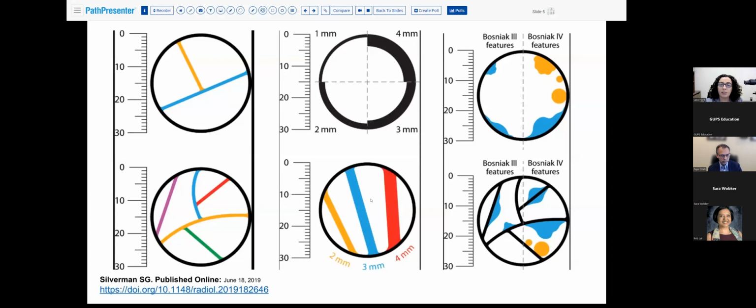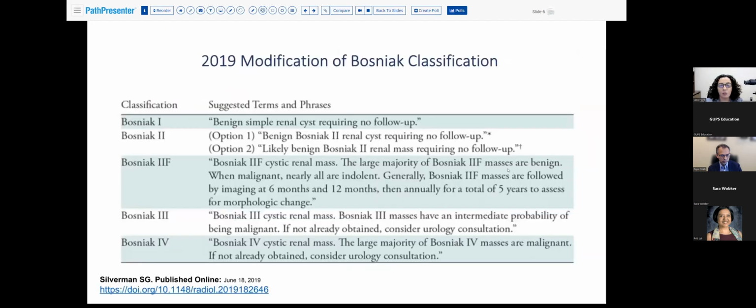So what exactly is the Bosniak classification? It's a radiologic classification for cystic lesions in the kidney. And you can perform it on both MRI and CT scan. It takes into account the number of septa that the cystic lesion has, the thickness of these septa, as well as the presence of nodules and the characteristics of the nodules within the cystic lesion. So the Bosniak classification goes from Bosniak 1 to Bosniak 4, where Bosniak 1 and 2 are benign lesions, no need for follow-up. Bosniak 4 are likely malignant, and so therefore urology consultation and potentially definitive therapy are recommended.